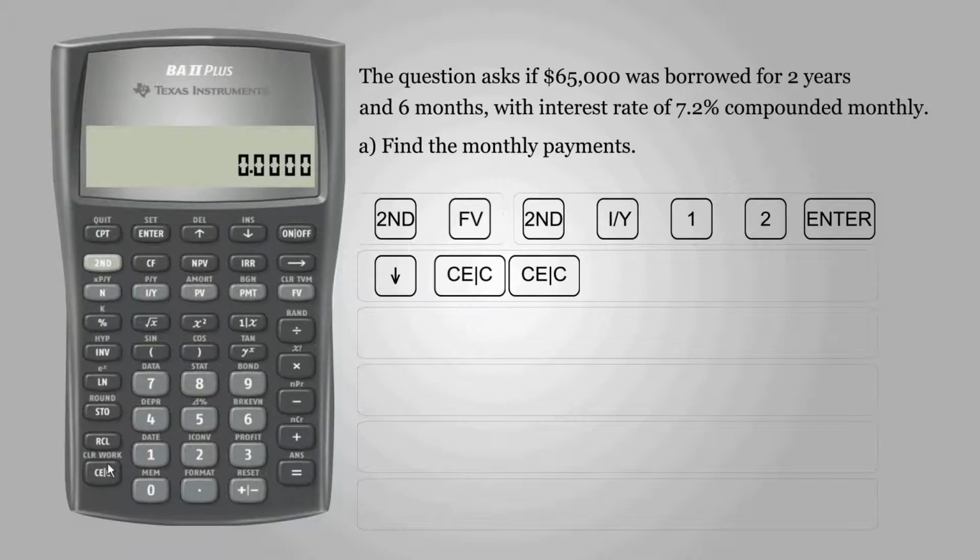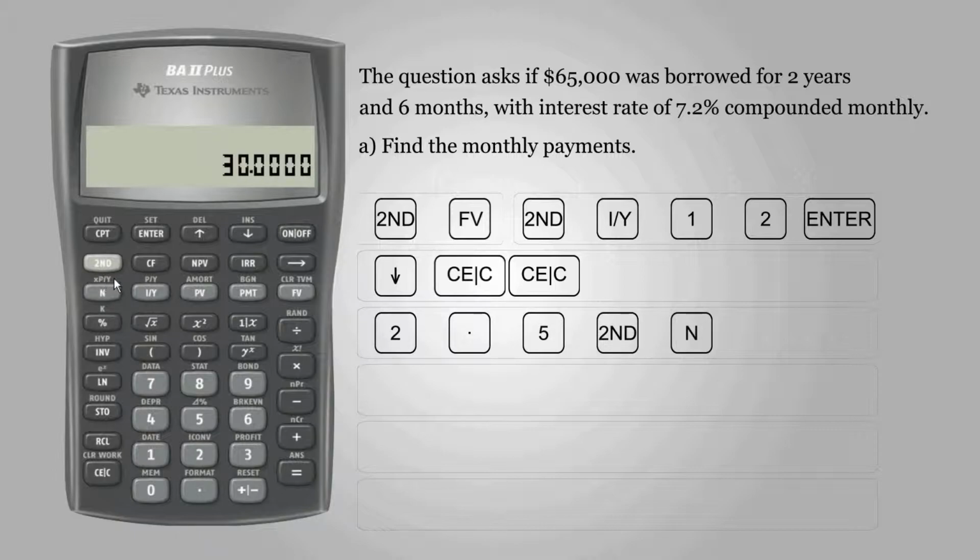For the number of payments, we need to multiply the number of years by the PY value. We can use the payment multiplier. Enter the number of years, 2.5, and press second and N to multiply it by the PY value. Press N again to store it in N.